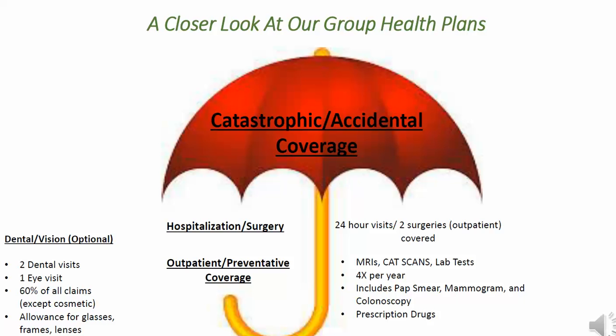Now, if you want, you can add on dental and vision insurance as well. This gives 2 visits to the dentist and 1 visit to the optometrist per year. And believe it or not, the optometrist pays along with the outpatient. So if you're going to your eye visit every year and seeing the dentist twice every year, then I highly recommend you add this on. For all dental claims, we're going to pay 60% on all major issues except for cosmetic, and we give allowances for glasses, frames, contacts, lenses, etc.